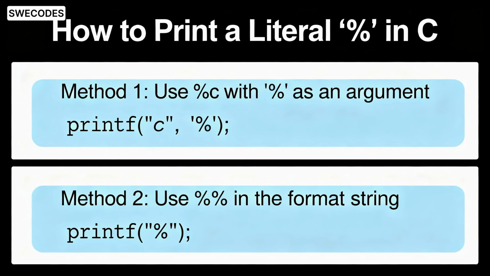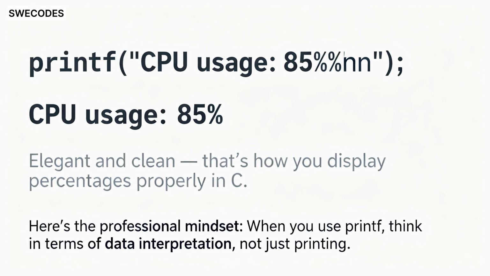printf("CPU usage 85%%\n"); Output: CPU usage 85%. Elegant and clean. That's how you display percentages properly in C.